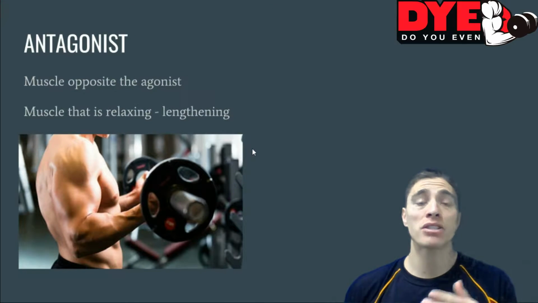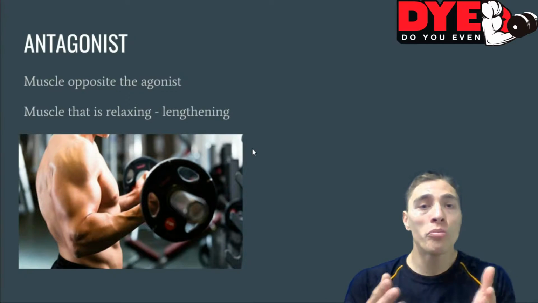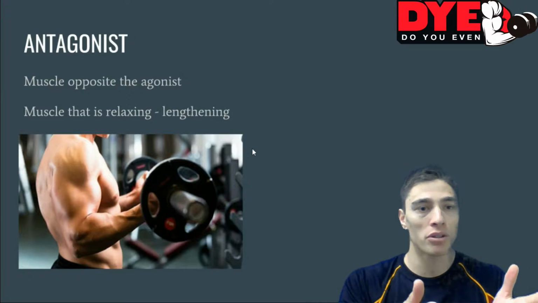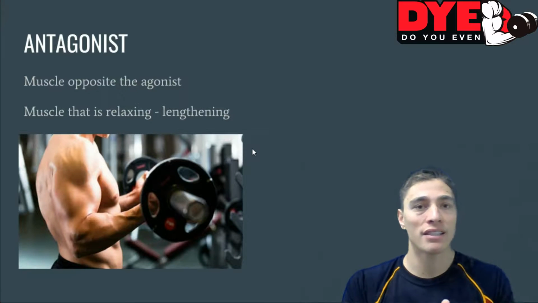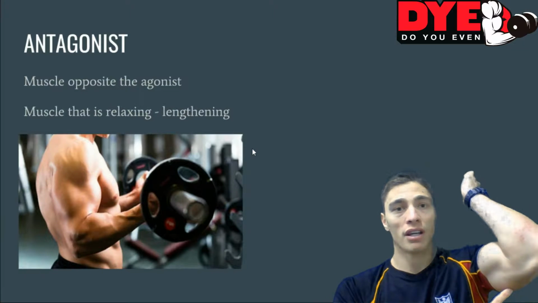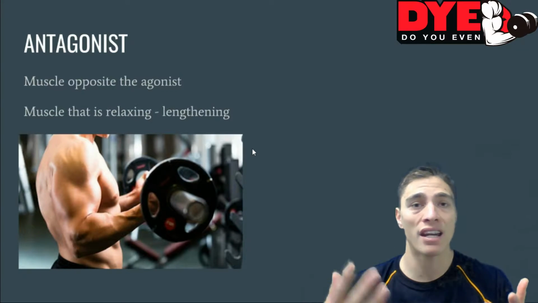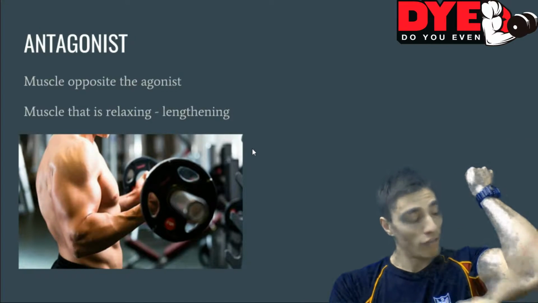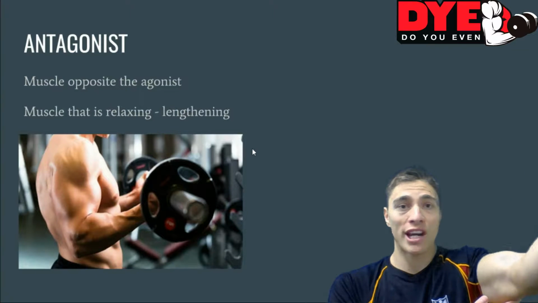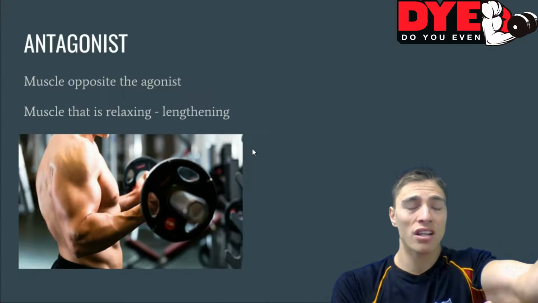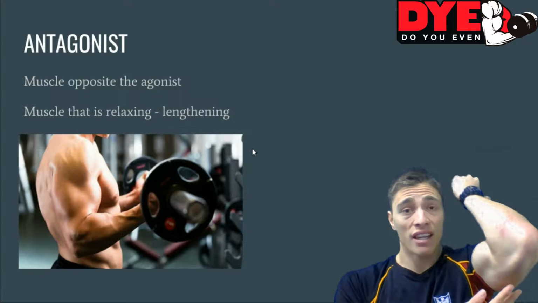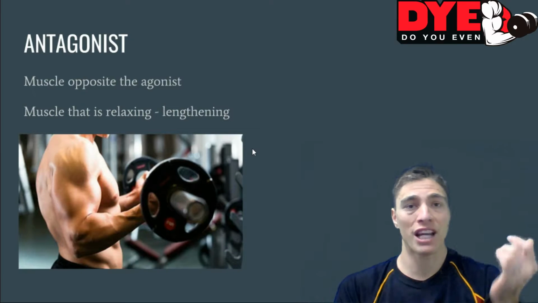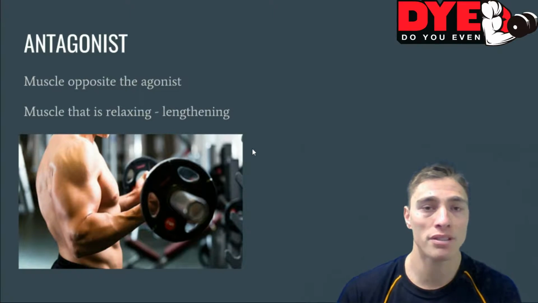Antagonist. This is the muscle opposite the agonist. All muscles work in pairs, agonist and antagonist. So for our bicep curl example, our antagonist is our tricep. It is opposite. If we didn't have an agonist and an antagonist, again looking at the bicep curl, our arm would be flexed. If we didn't have our tricep, it wouldn't be able to contract and bring us back down into extension. If the antagonist didn't relax, then the agonist wouldn't be able to do its movement. So it's the muscle that's relaxing and lengthening. That's the tricep in this example.